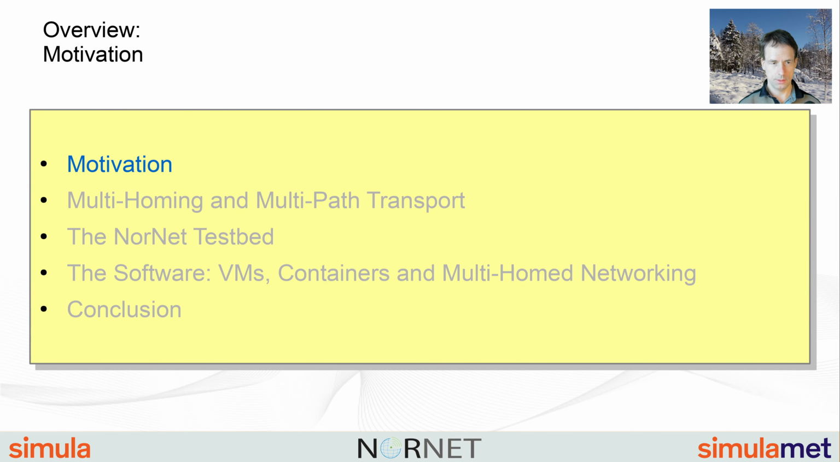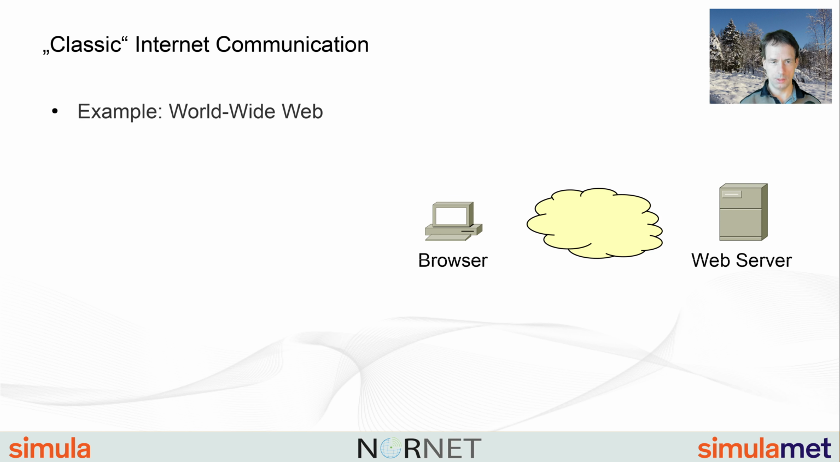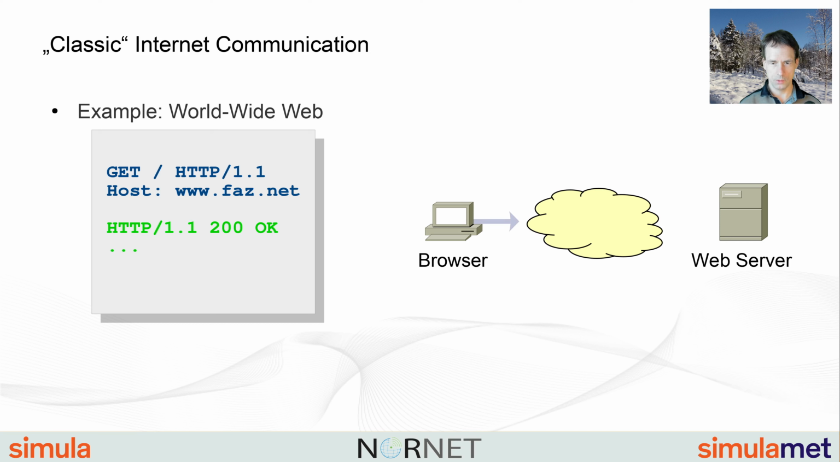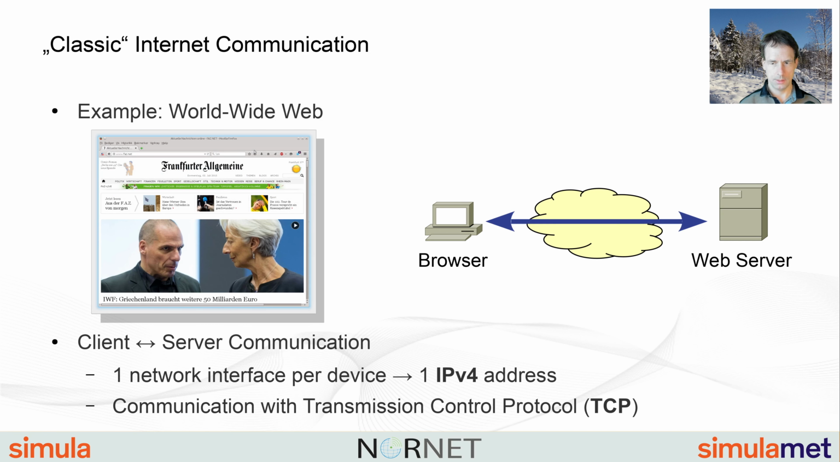Well, first let us look at the motivation. What was the idea of our work? Now, let us look at classic internet communication with the most basic example, web browsing. For web browsing you have a browser PC as well as a web server, and then you have to establish a connection to the web server over TCP and finally request the objects of the web page. In this case we have classic client-server communication.